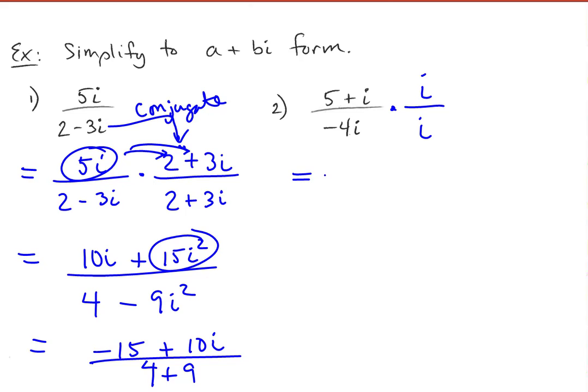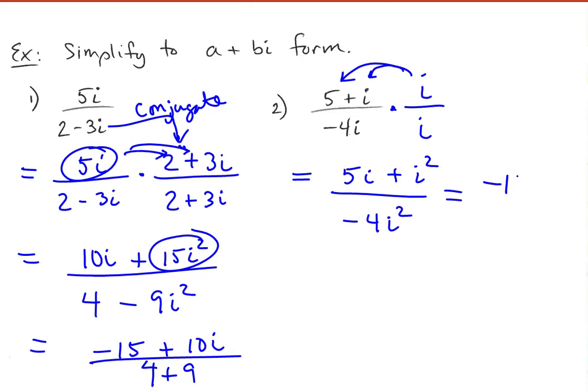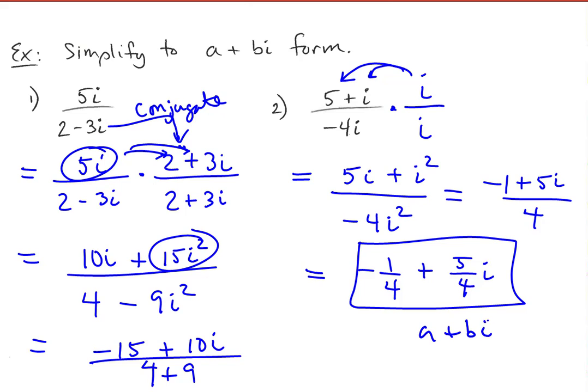Now let's see why this might be useful. On top, if I multiply by i, I would have to distribute that to both terms, which would give us 5i plus an i squared. Down below, we'd have negative 4i times i, which would be a negative 4i squared, but now let's remember i squared is really negative 1, so this is really on top a negative 1 plus 5i, and then down below it's really negative 4 times negative 1, which is really a positive 4. And so again, we could force this into the a plus bi form by splitting this up and making it negative 1/4 plus 5/4 i to finish in the a plus bi format that we were looking for there.